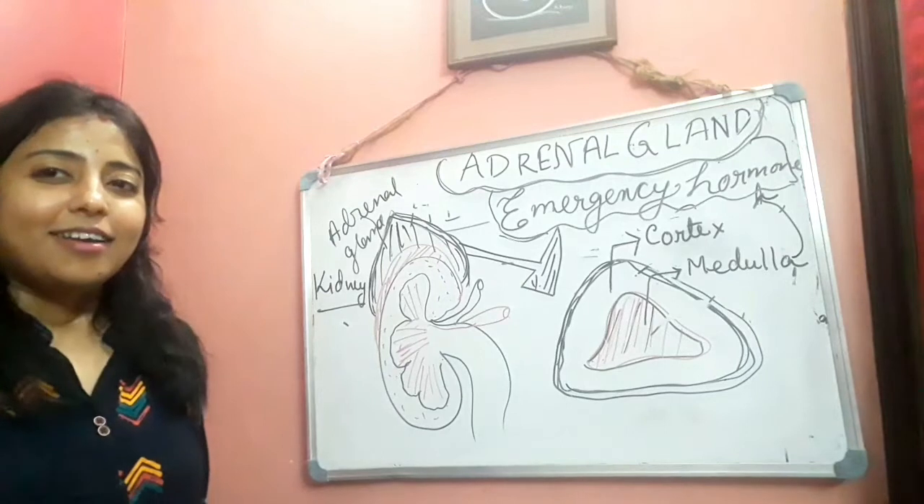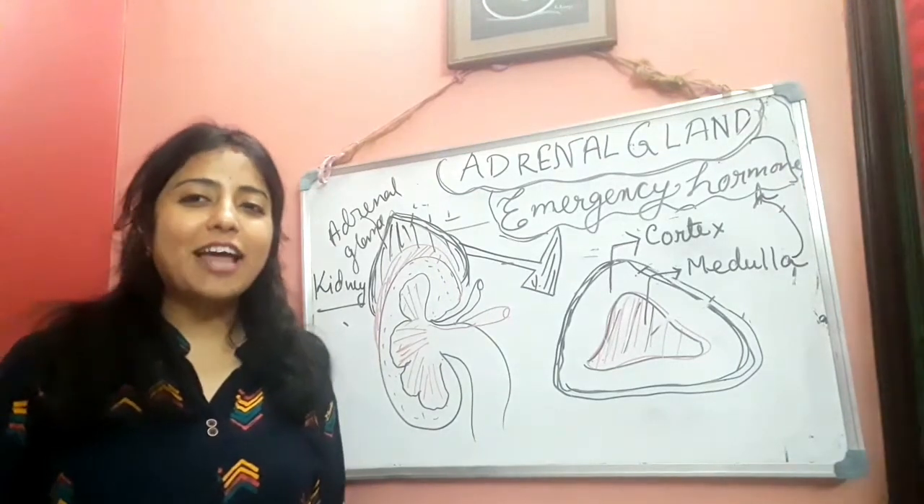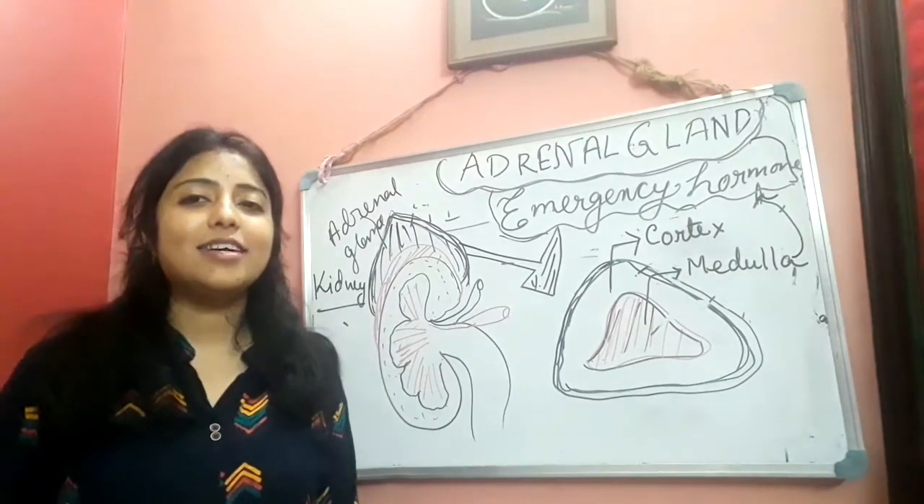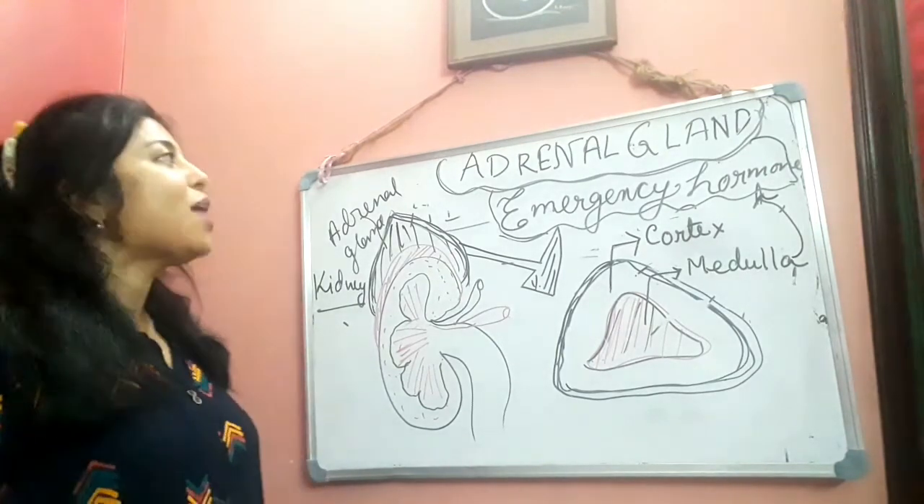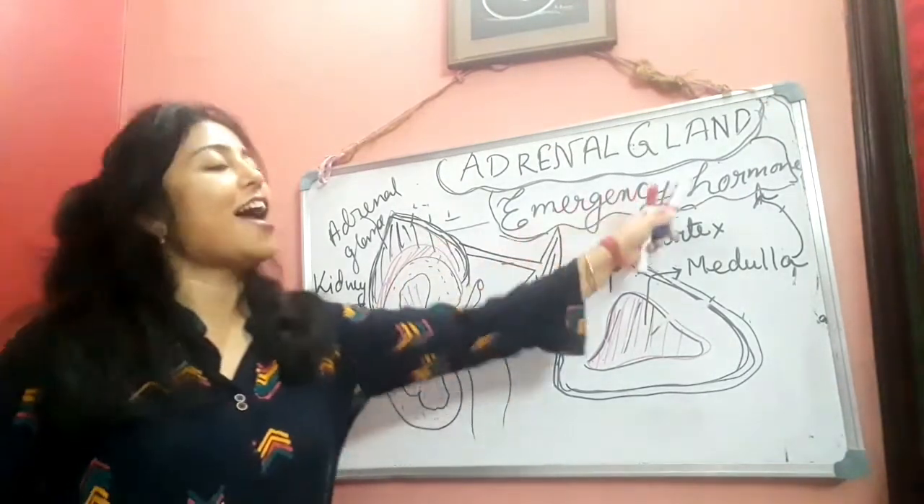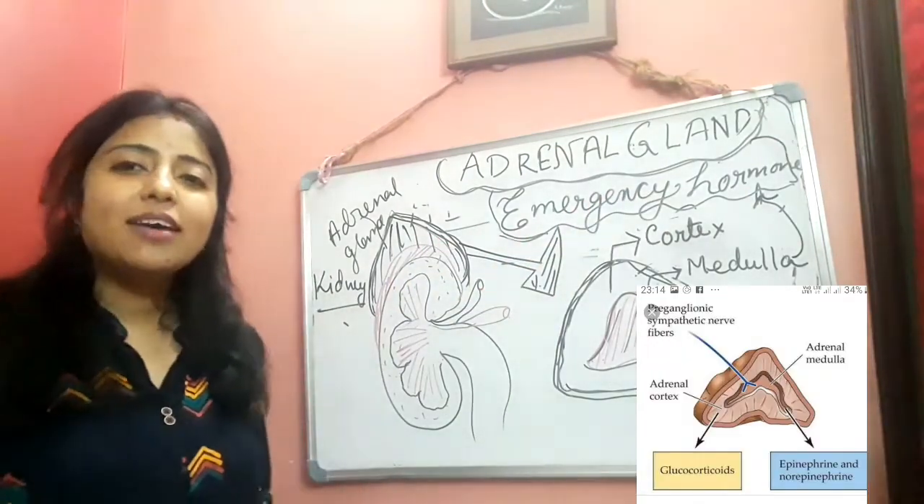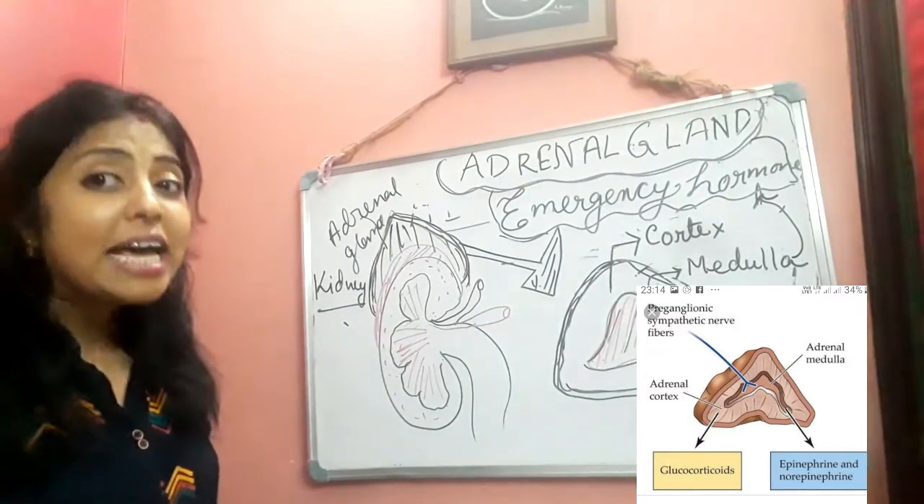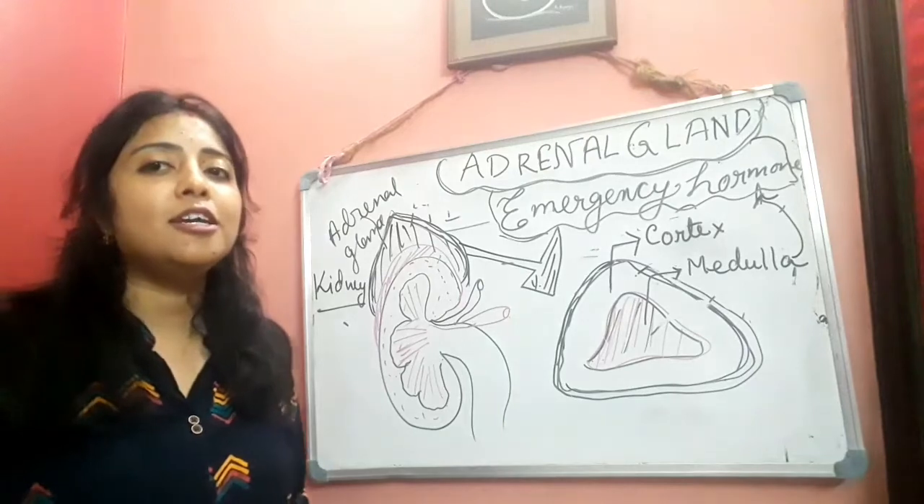Last time we discussed one adrenal gland. Can you remember that? Yes, I discussed the pancreas. But today I will discuss another endocrine gland, that is the adrenal gland. Have you seen? I have drawn one organ. Can you say what it is? Yes, it is the kidney.